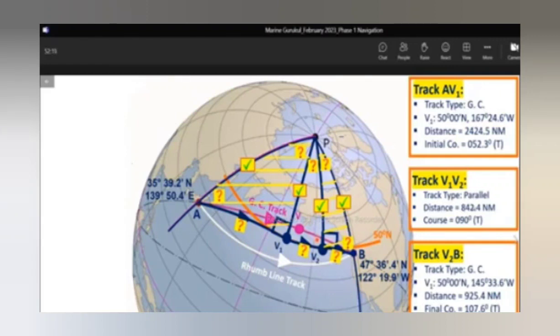Sir, in this track V1, V2, the course will always be 90 degrees, no sir, east west. That's right, beta. In this case, we are going eastwards, so the course will be 090. If we are moving westwards, the course will be 270. Only two courses can be there between V1 and V2.